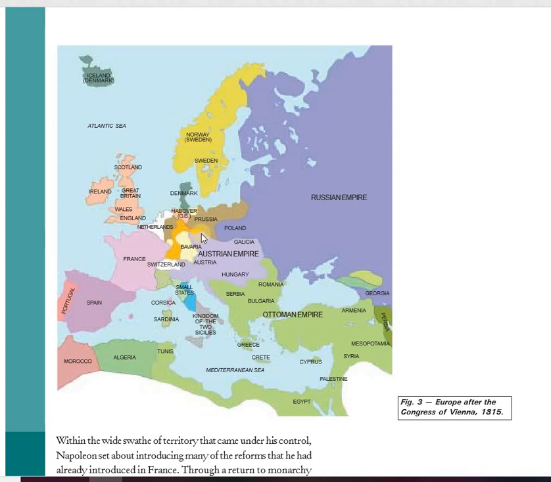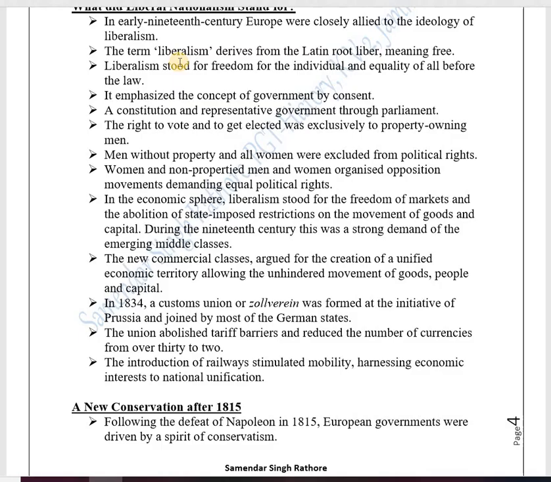So these small states in 1834 united and formed a customs union. A customs union means that if they form a group, they will be removing the restrictions on movement of goods, and this customs union came to be known as Zollverein. Many times questions have been asked on this, and it was joined by most of the German states at the initiative of Prussia.